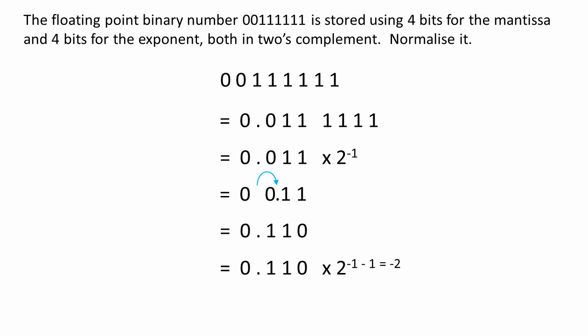In this case, the point was moved 1 place to the right, so you need to subtract 1 from the current exponent. This gives a new exponent of -2. Express this in binary, and to check it's correct, you could convert both forms into denary. They should be the same.